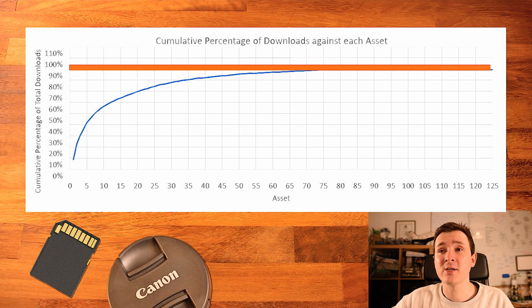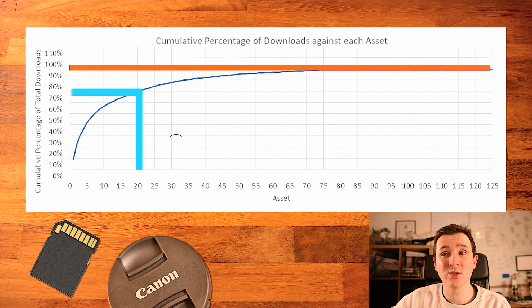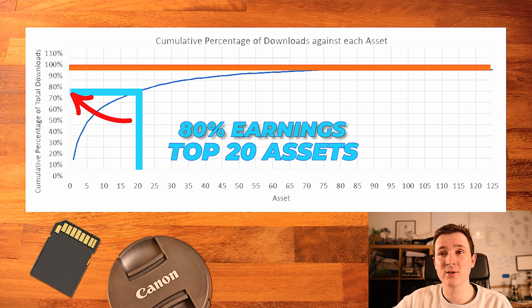I can find the same statistic by saying that the top 10 images, that's just 8% of my portfolio, accounted for 67% of my earnings, or the top 20 images accounted for 80% of my earnings. Flip that around and you could say that 84% of my portfolio accounted for just 20% of my earnings. That's pants. What's worse is that I can say that 49 assets, so 39% of my portfolio, have never been downloaded, not even once. And that includes some of these engineering illustrations.